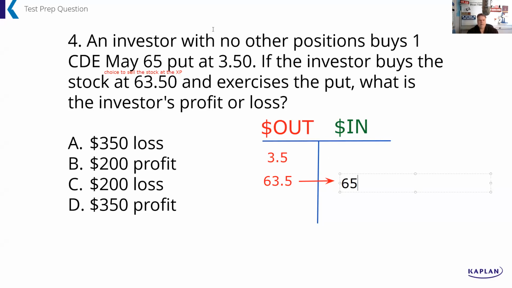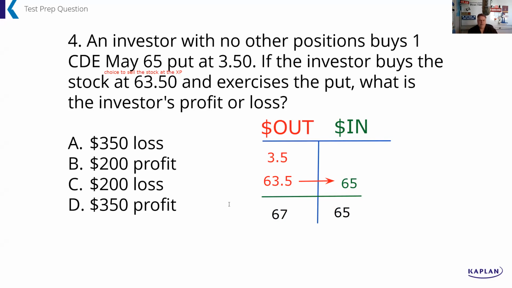And then what I'm going to do is just net that out and say, okay, well, I'm out of pocket. I'm out of pocket 67. Now 3.5 for my option contract, 63.5 for the stock, and I brought in 65. So I think I'm a loser. I lost 2 points or $200. The answer is C.